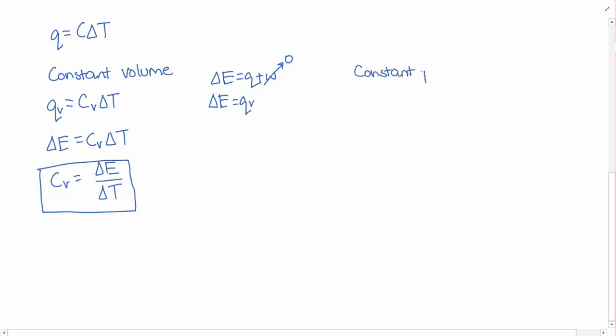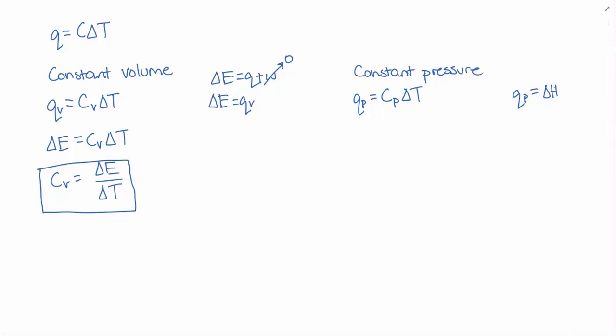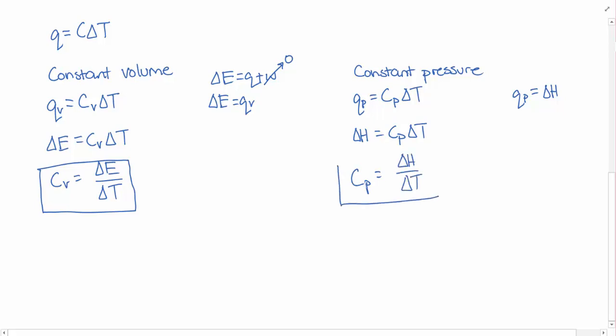Now what about at constant pressure? At constant pressure, we have Q_P, showing constant pressure, is the heat capacity at constant pressure times the change in temperature. Now we know that Q_P is equal to delta H, because we define delta H, the change in enthalpy, to be the heat flow at constant pressure. So we can substitute that in here. The change in enthalpy is equal to C_P delta T. And so C_P is the ratio of the change of enthalpy over the change in temperature.